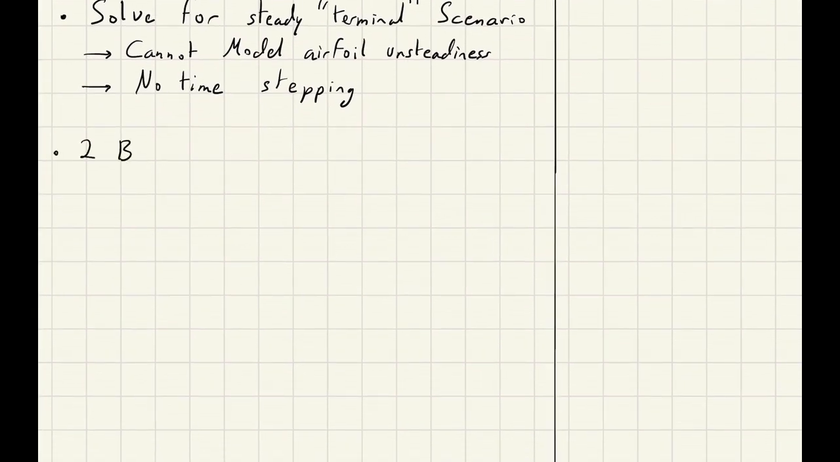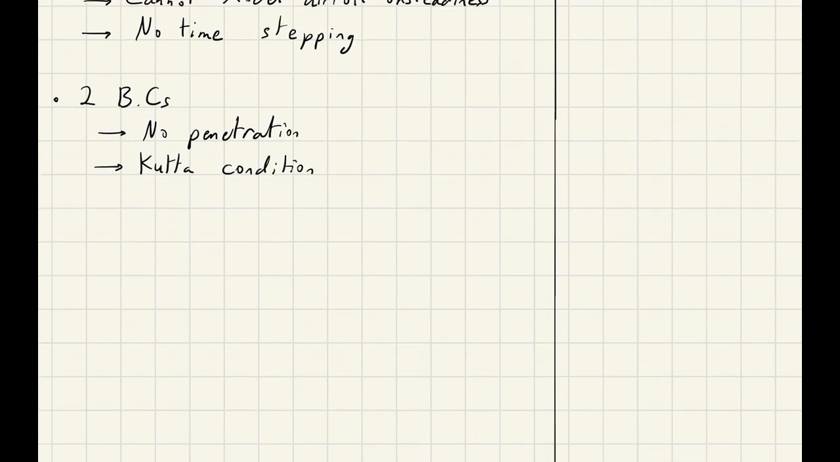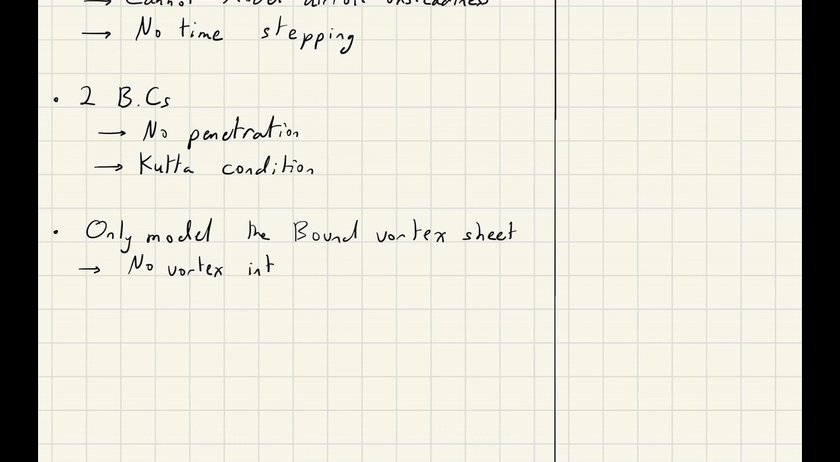The second thing we have is that we solve this problem by meeting two boundary conditions, namely the no penetration boundary condition, as well as the Kutta condition, which says that the flow at the trailing edge has to leave the trailing edge smoothly. And finally, we only model the bound vortex sheet. So we don't model the wake that is shed from the wing. So there is really not much vortex interactions captured in the steady problem.